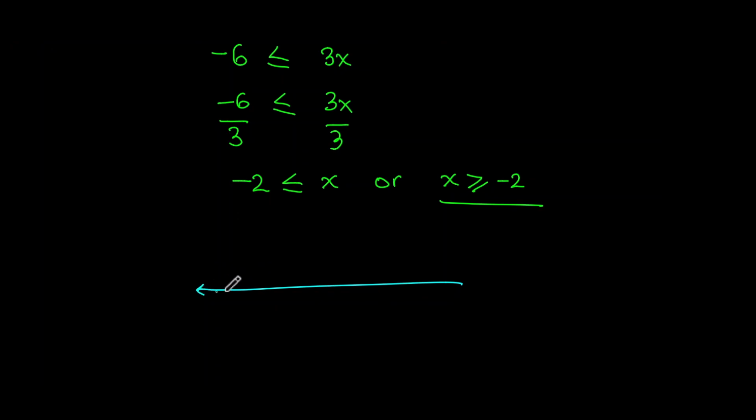So if we have negative 2 here and we move to negative 1, then we move to 0 and we go to 1, then 2 and so on. So this is our 2. We can move on and circle where our 2 is, and because of the less than or equals to or this greater than or equals to, then we can shade this region, meaning negative 2 is part of the solution.